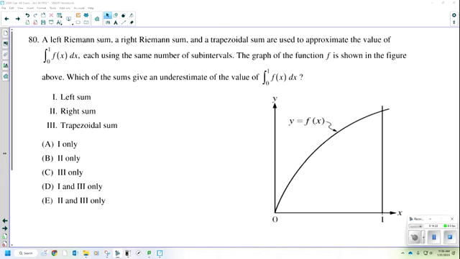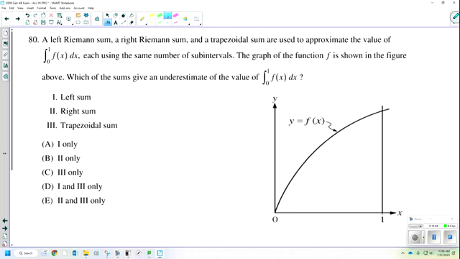All right, so in summary, we've done 4 problems already. 2 of them we needed a calculator for, and 2 we couldn't even use a calculator. I mean, we could have when we were adding 15 and 20, but we didn't need to do that. Let's take a look at number 80. A left Riemann sum. Okay, this is important. They're telling us right off the get-go.